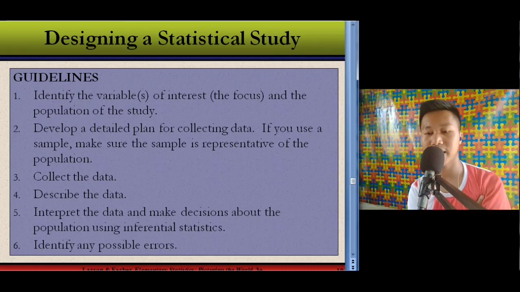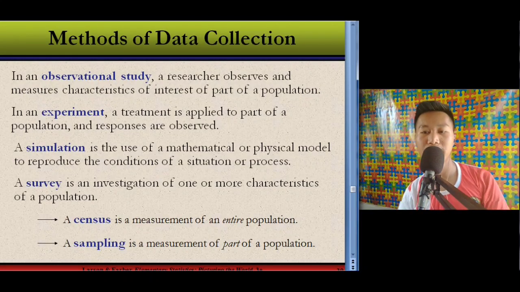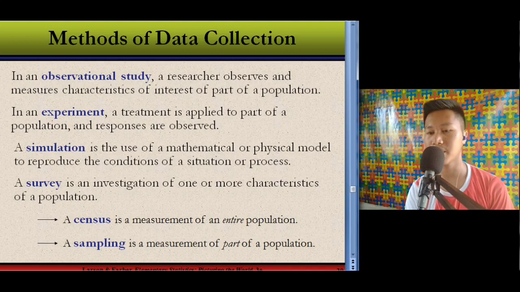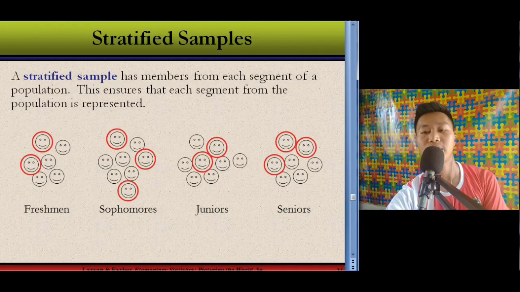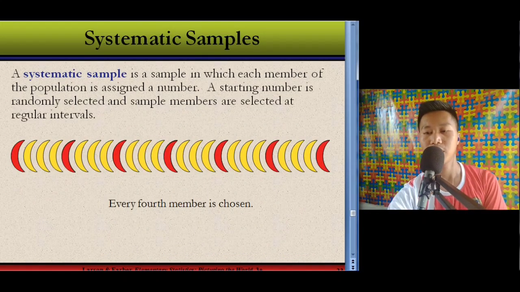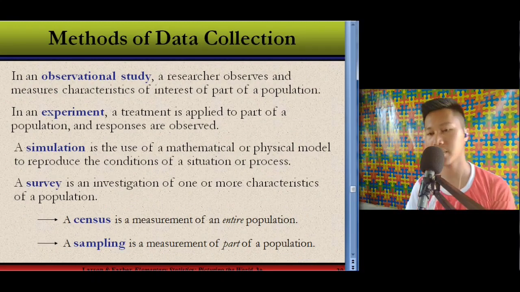And for the last one, identify any possible errors. So i-check nimo basig na sayop. Check the possible errors. So here you have the methods of data collection. The most common one is survey, as I have mentioned. We have other ways like observational study, experiment, simulation, survey, stratified sample, cluster sample, systematic sample, convenience sample, and etc. Okay, let's go back to the first one.